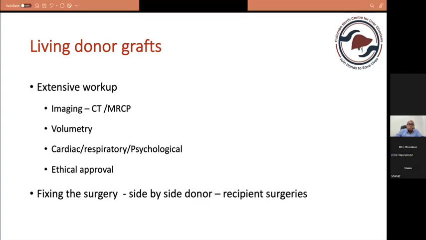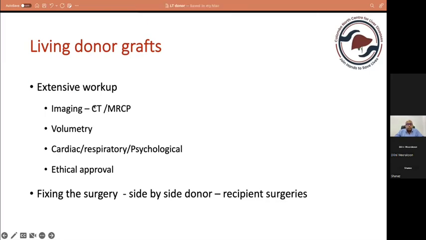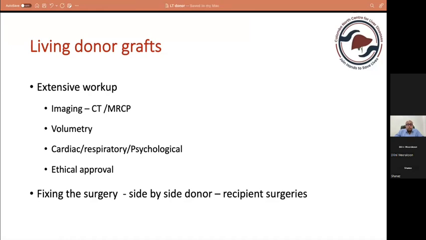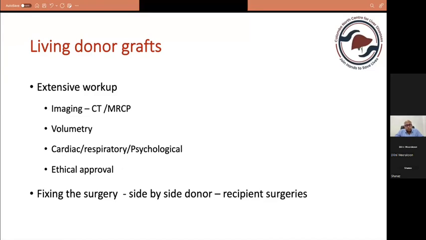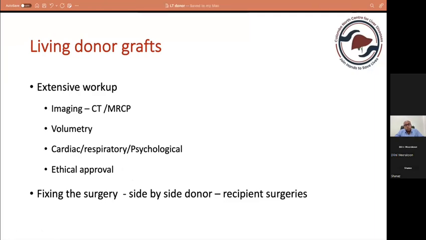Then once they do the initial screening and there is consent and all the criteria are fulfilled, we do the donor workup, which includes CT of the abdomen, MRCP to look at the bile ducts, and then we do a volumetry and also do extensive cardiac, respiratory, and psychological assessments to make sure that the donor is suitable. Once all that is done, the donor and the recipient are sent for ethical approval. But in situations of emergency liver transplantation for acute liver failure, sometimes we get the approval from the Director General of Health, DG, directly without waiting for the ethical approval. And sometimes we have been able to complete our living donor workup within less than 24 hours in 2 situations, leading to successful pediatric liver transplantations.